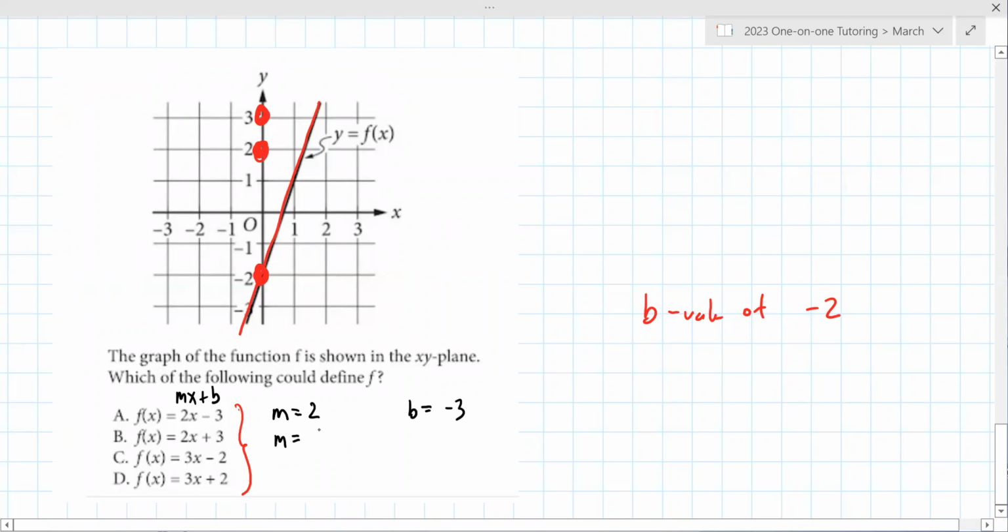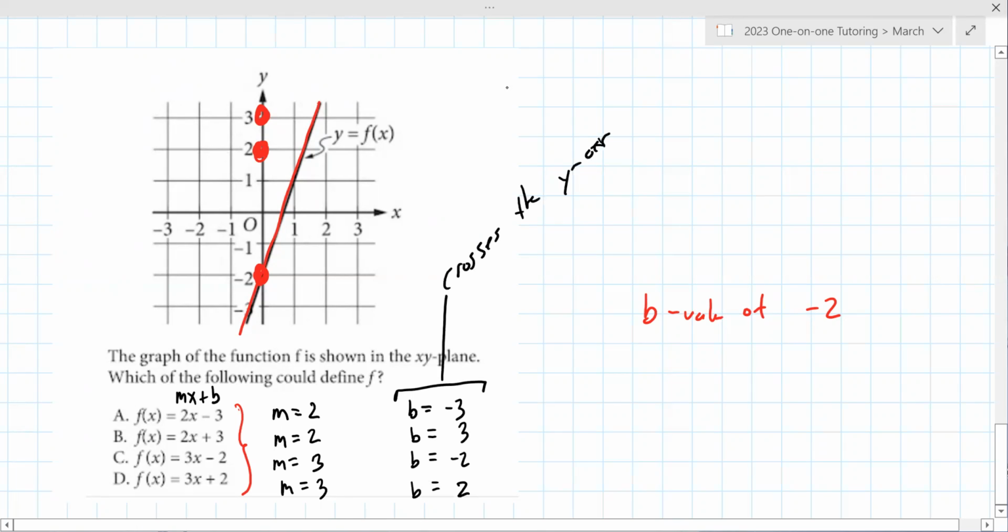What's the slope? Okay, the slope is 2, b is 3, good. Next one, slope is 3, and what's the b value? -2. Okay, and the last one, what's the slope? 3, and the b value? 2. Okay, so the b value is where it crosses the y-axis.